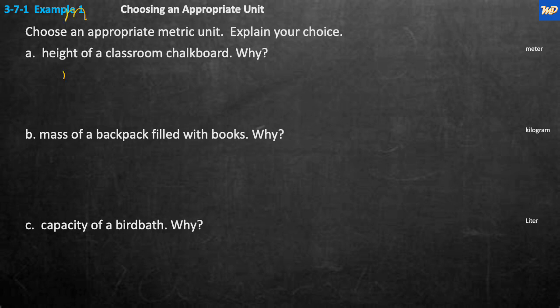A meter. And I would say that it's because it's approximately equal to 3 feet, or about the height of a doorknob off the floor. So that's pretty much what we would do. The why is just that. It's about 1 doorknob above the floor. And that's what a meter is.